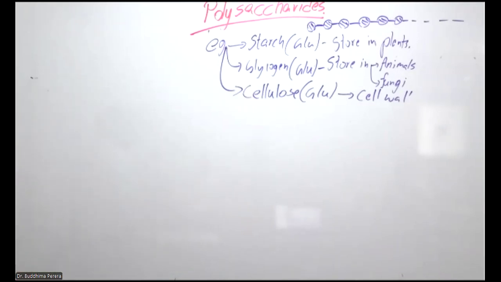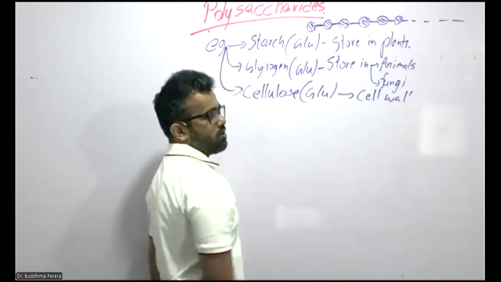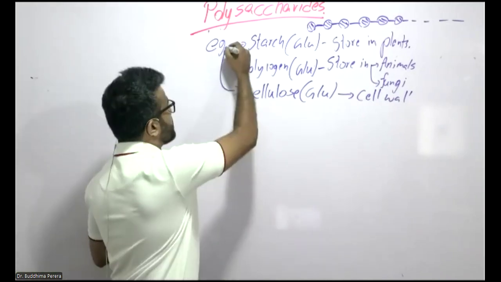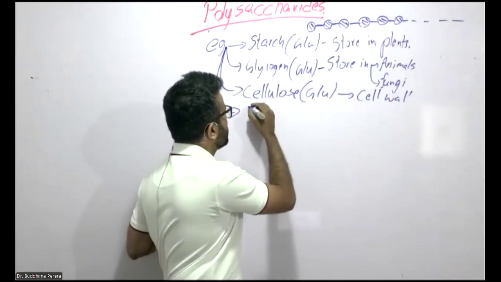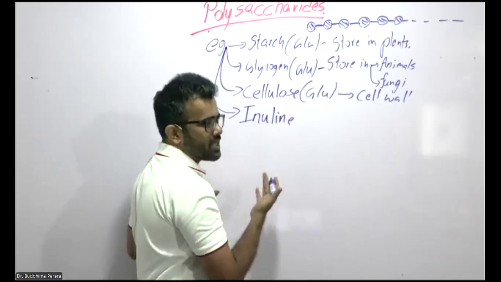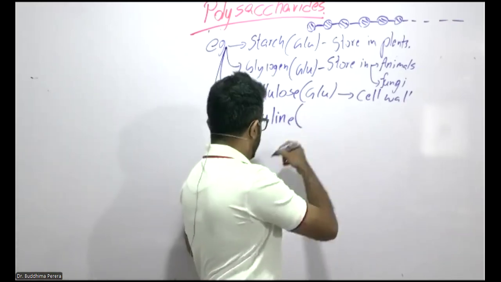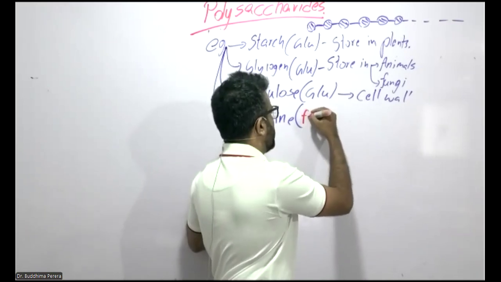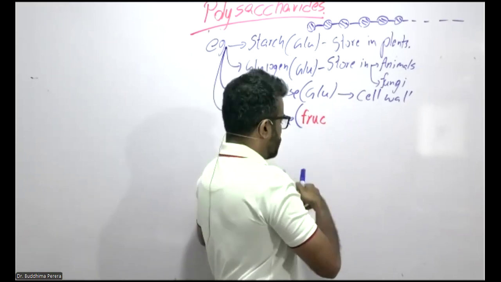Then cellulose is made up of glucose. It's in cell wall. Then another one is inulin. Can you remember inulin? No, not in knowledge syllabus. Inulin. Actually, this is not that much important. The problem is the inulin is made up of what? Fructose. It is made up of fructose. Right?